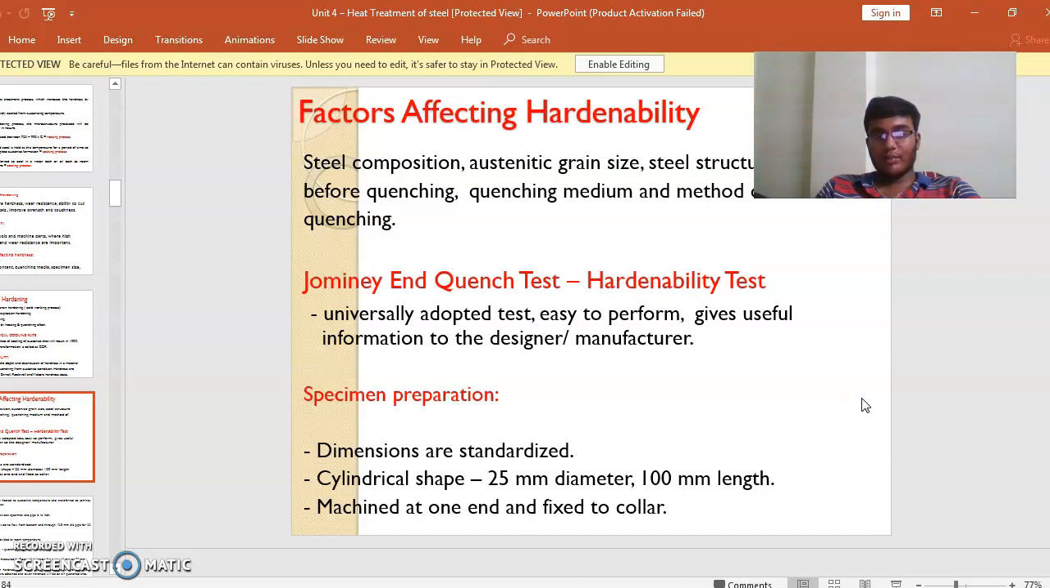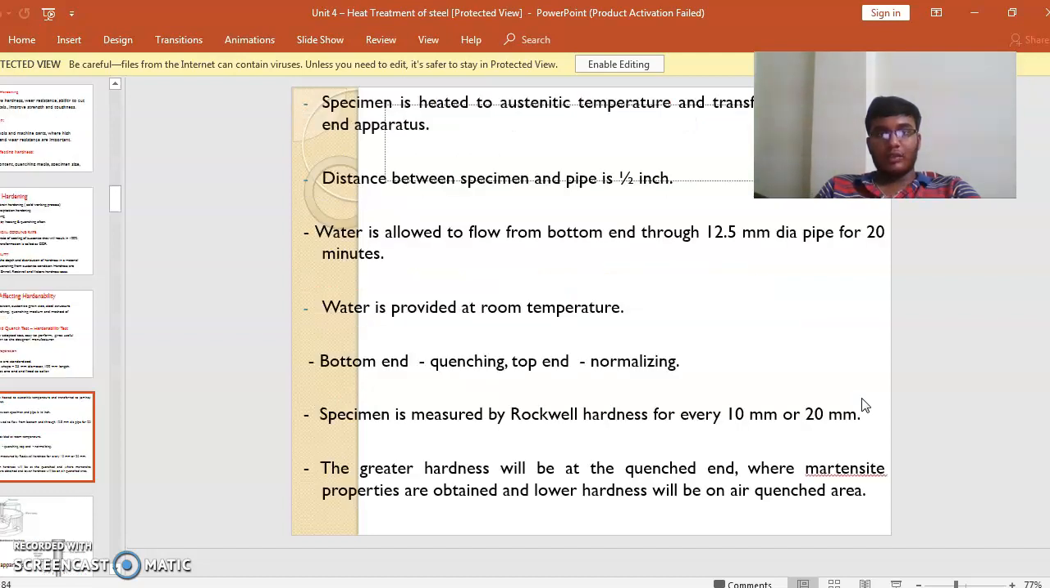The specimen is cylindrical, about 25 mm diameter and 100 mm length, machined at one end and fixed to a collar. The specimen is heated to austenitic temperature and transferred to the Jominy apparatus. The distance between the specimen and the pipe is about 1.5 inch. Water is allowed to flow onto the bottom end through a 12.5 mm diameter pipe for 20 minutes. Water is at room temperature.